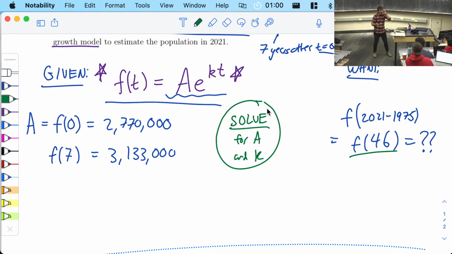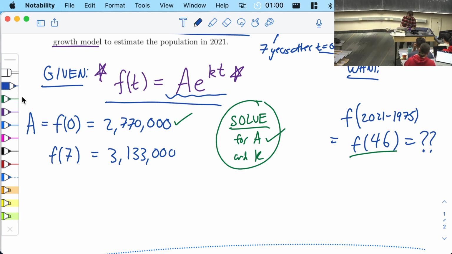We're going to solve for a and k, and because of the choice we made, one of them is already done. We know what a is. A is 2,770,000. That's a. How are we going to solve for k? Well, we have one equation, which is f of 7 is 3,133,000, and we can use that to solve for k.